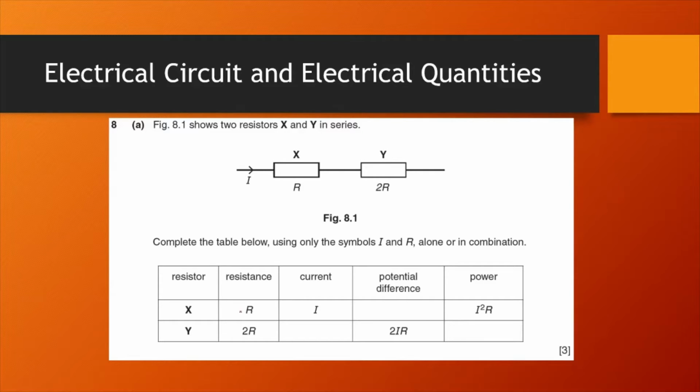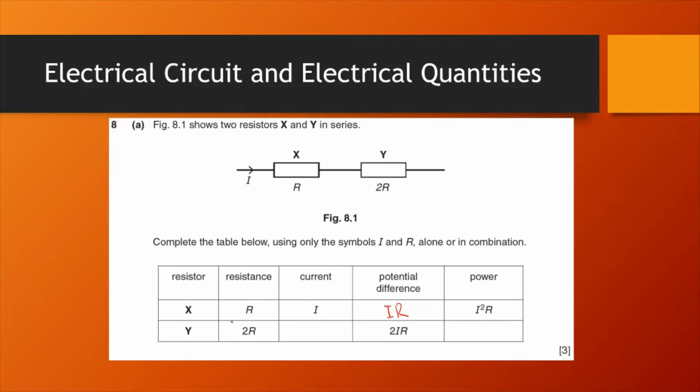Now let's take a look at resistor X. The resistance equals R, the current equals I. Potential difference is the product of resistance and current. Therefore, for this column, we fill in I, R. It means that it is the multiplication of current and resistance.